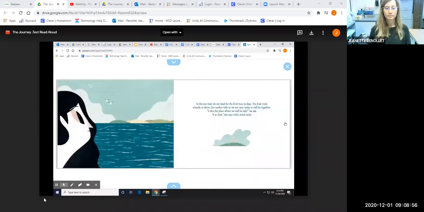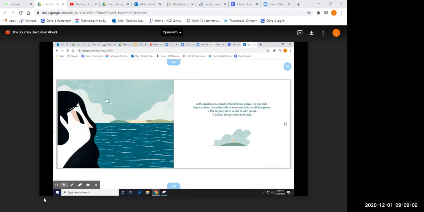As the sun rises, we see land for the first time in days. The boat rocks silently to shore. Our mother tells us we are very lucky to still be together. Is this the place where we will be safe? We ask. It is close, she says with a tired smile.